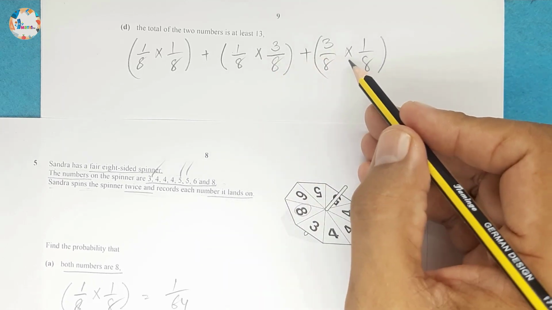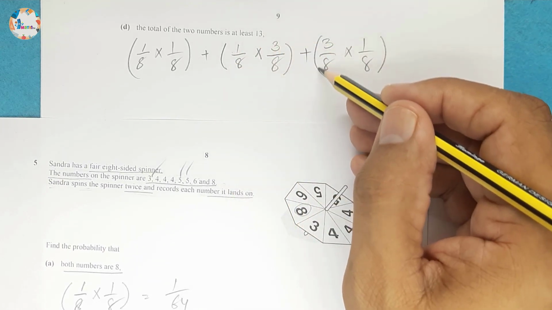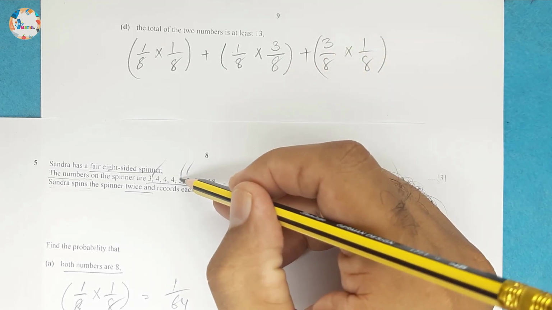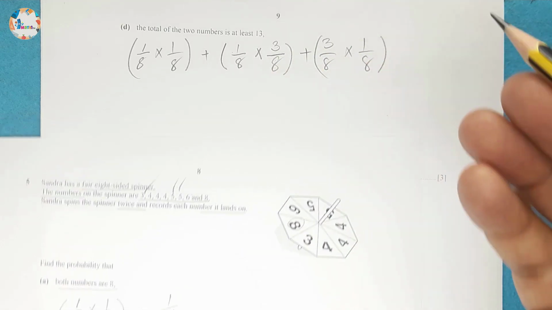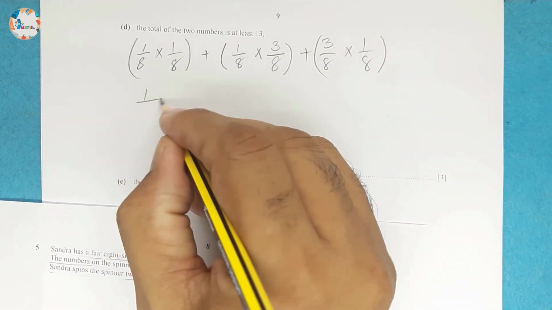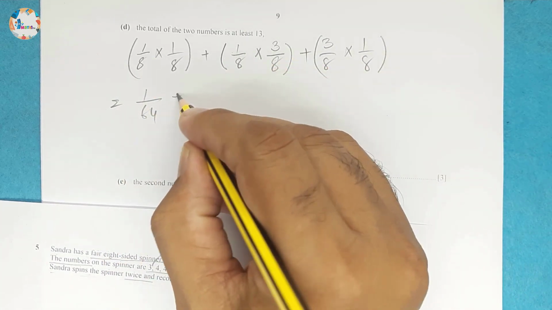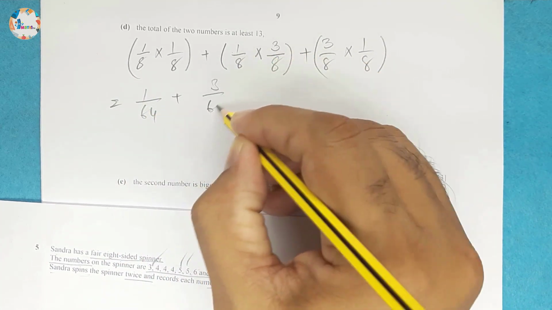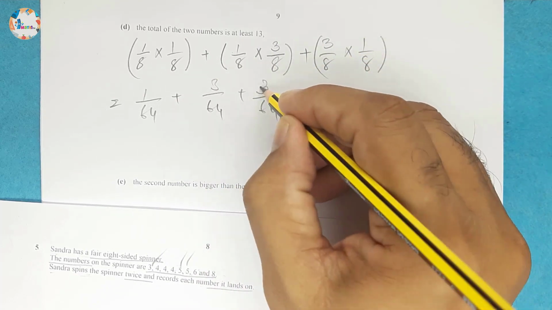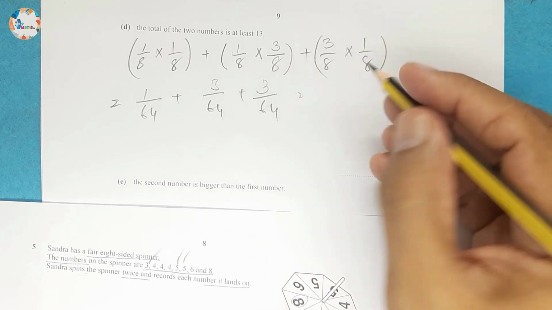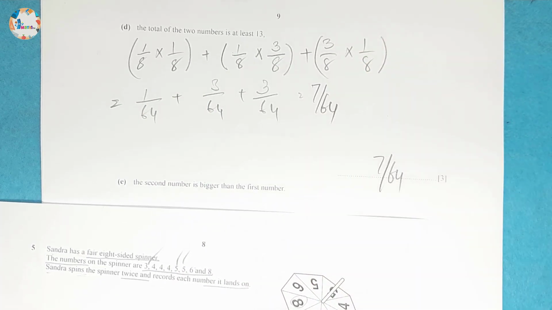So why are we changing? Because first we can get 8, or first we can get one of 5, 5 and 6, and we can get that number first. So that's why we are switching this. So this will be 1 over 64, and this will be 3 over 64, and this will be 3 over 64, and this will be 3 plus 3 is 6 plus 1 is 7, so 7 over 64. 7 over 64 will be our answer.